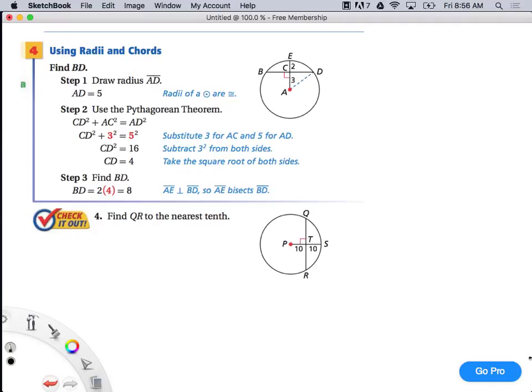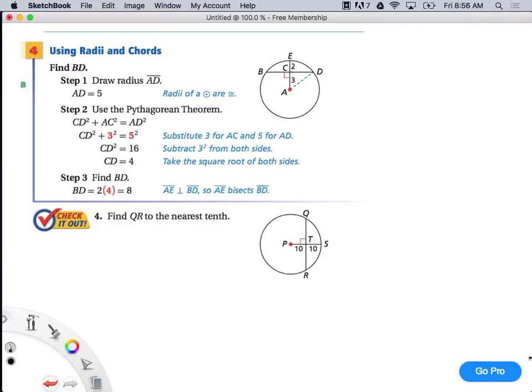Pythagorean Theorem. Guys, when I have a right triangle and I'm trying to find the third side, I use Pythagorean Theorem. 3 squared plus x squared equals 5 squared. 3 squared is 9, plus x squared equals 25.